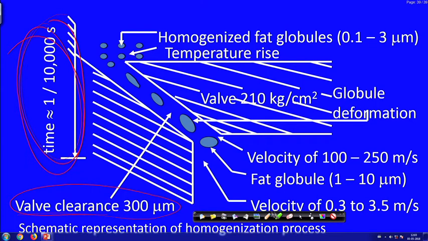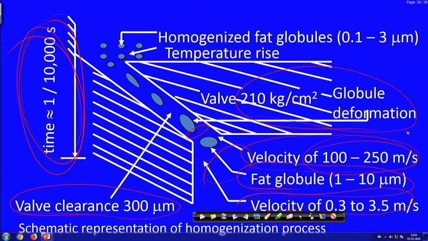Velocity of 0.3 to 3.5 meter per second is the milk velocity that is occurring. Fat globule size is between 1 to 10 microns, say. Velocity of around 100 to 200 meter per second is at the inlet, because outside it was low. So, the moment it goes to the smaller diameter, the velocity increases drastically.